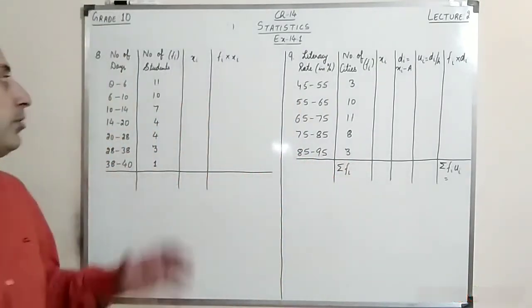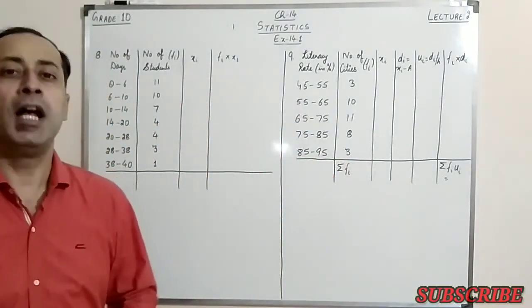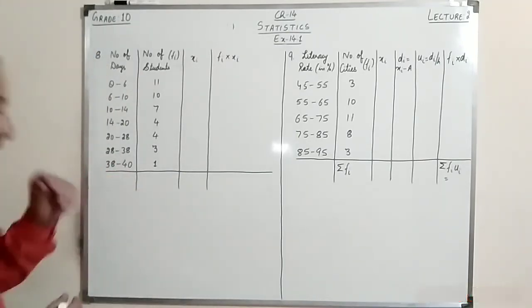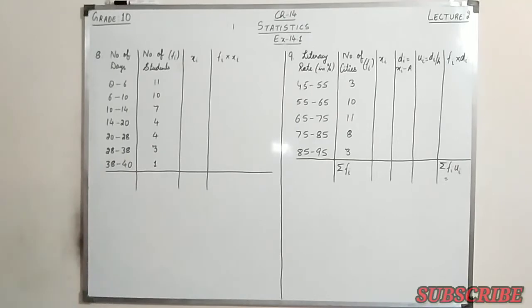So the best way to solve this question is by using the direct method to find the mean, right? So let's apply the direct method. The first step would be to find the class marks, that is the mid values. So let's find the class marks.